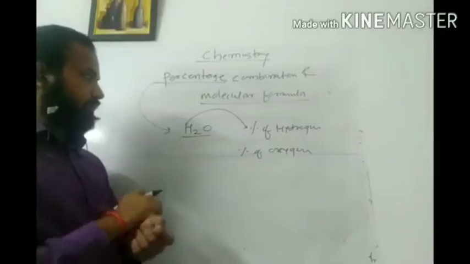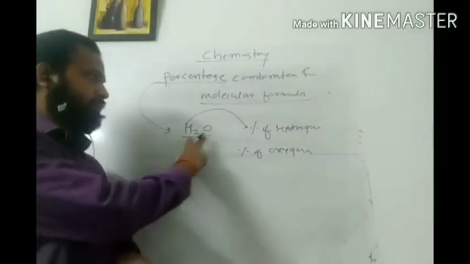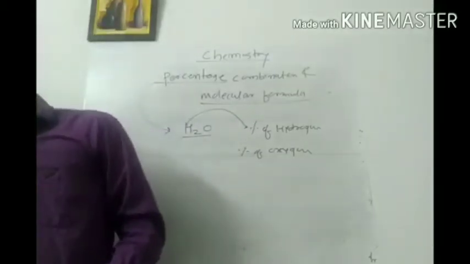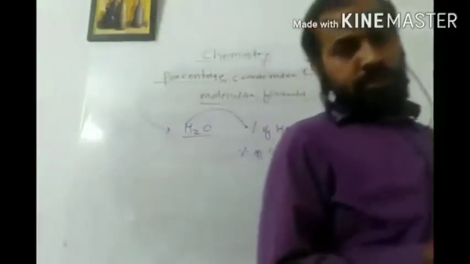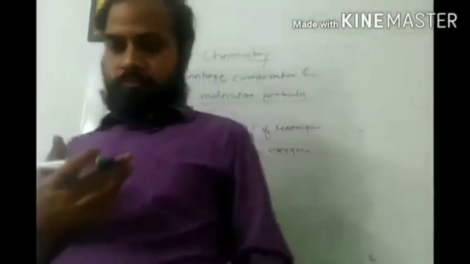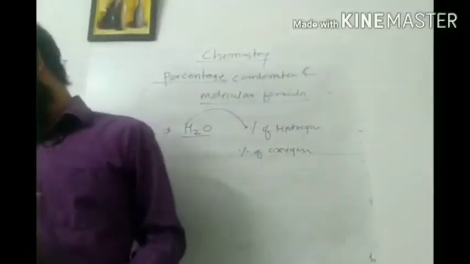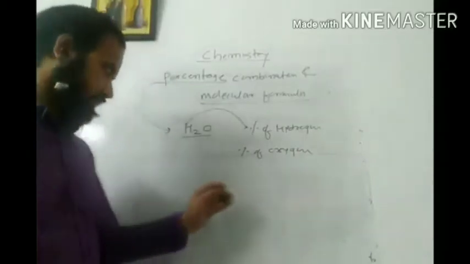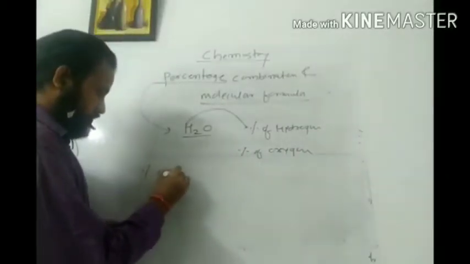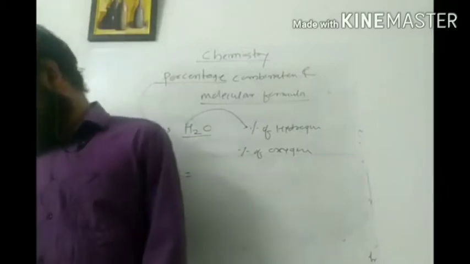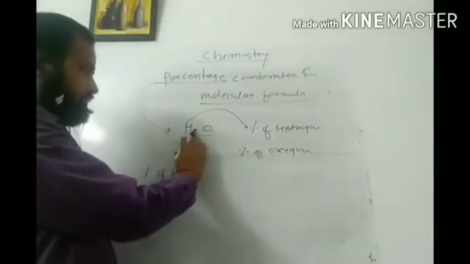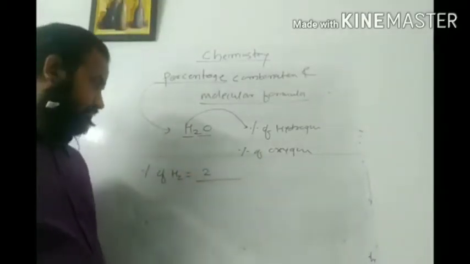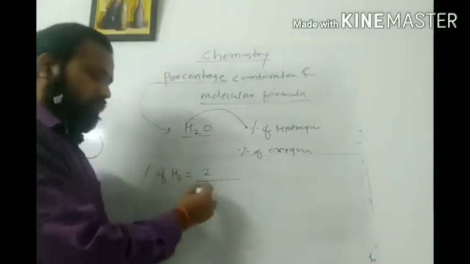Okay, so for example, here if I want to calculate the percentage of hydrogen, I have to use the simple formula: percentage combination equals the weight of that particular atom or element divided by molecular mass. And as we have to calculate percentage, we have to multiply it by 100. So let us say I am calculating the percentage of hydrogen. The weight of hydrogen, in this case 2 atoms are there, so it becomes 2, isn't it? Or we can say atomic mass divided by molecular mass.